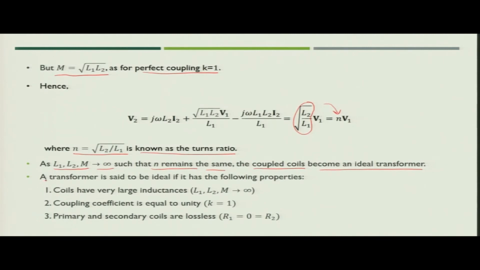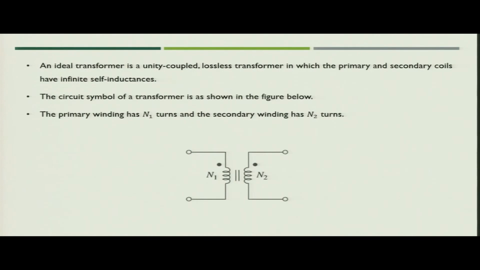So, to summarize, we can say the transformer is said to be ideal if it has the following properties. Coils will have very large inductances, means L1, L2 and M tends to infinity. Coupling coefficient is equal to unity, that is K is equal to 1, and primary and secondary coils are lossless, means the resistances of the primary and secondary coils are almost equal to 0 in case of ideal transformer. Now, an ideal transformer is a unity coupled lossless transformer in which primary and secondary coils have infinite self inductances.